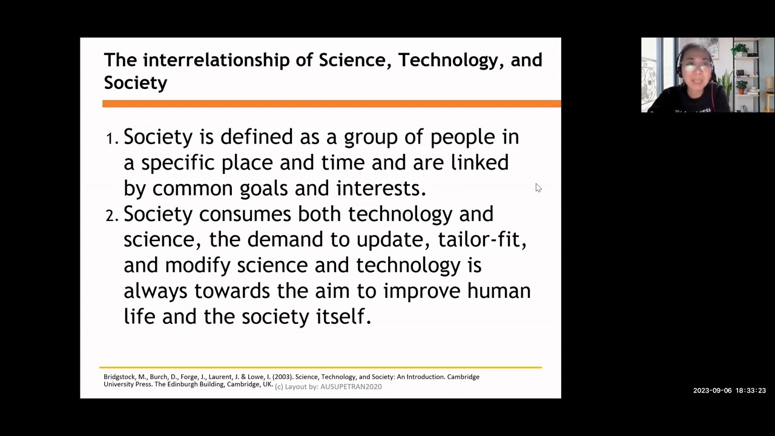But because of the pandemic, it was a demand of the society to come up with ways for us to adapt, for us to still continue studying, for us not to let the whole world stop just because of the virus. And that is what has driven technology into what it has been doing today. Okay, so as you can see, there's a strong link between science, technology, and society.